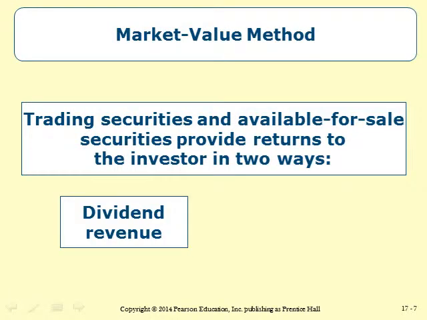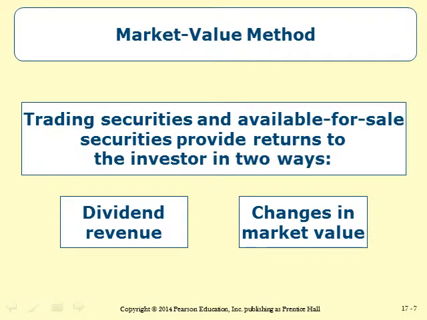Trading securities and available for sale securities provide returns to the investor in two ways: dividend revenue and changes in market value. And we talked about dividends before. A dividend is simply considered a return or a distribution of capital to shareholders, and changes in market value don't really become a distribution until the company sells its holdings.